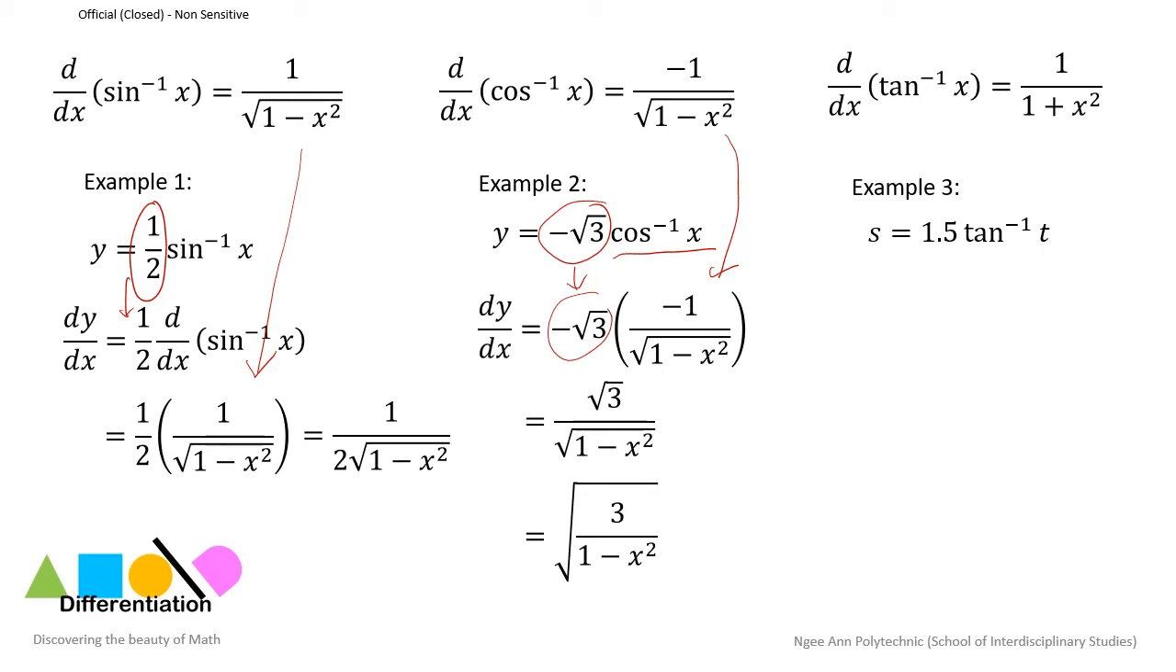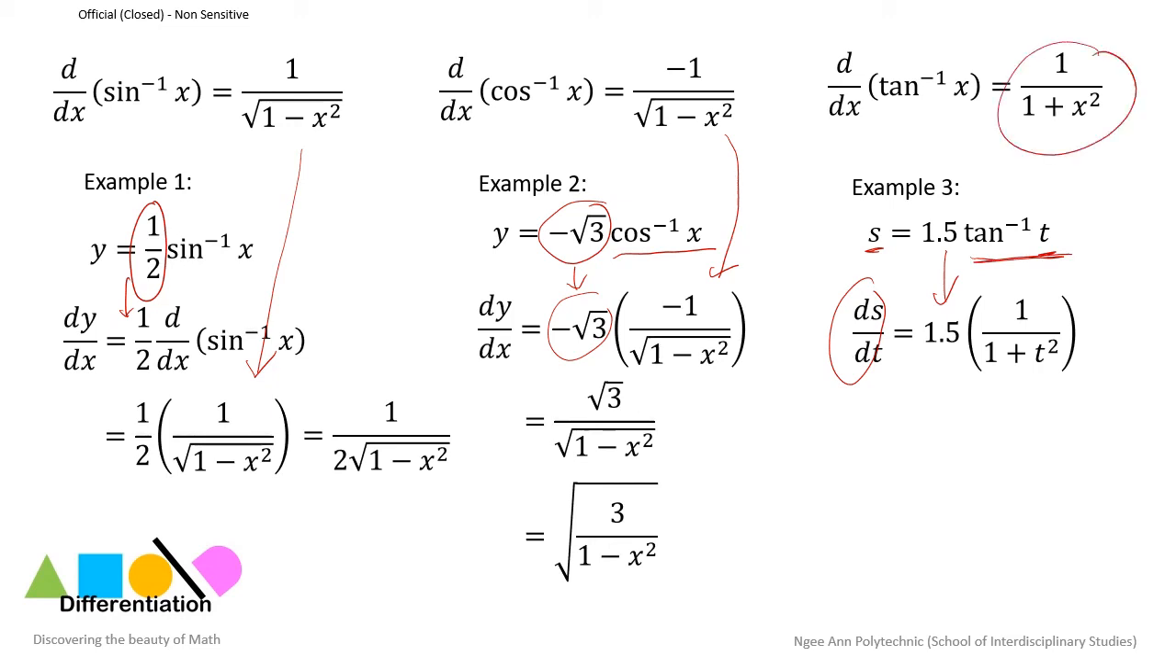And so I've given you two different variables. So this is s and t instead. So when we differentiate s with respect to t, we write it as ds over dt. And the constant negative 1.5 remains. And when I want to differentiate a tangent inverse, I apply the formula as given. And this would then be my final output.